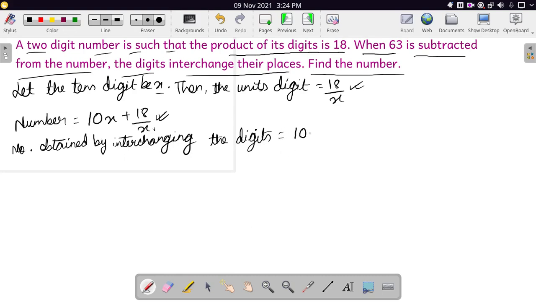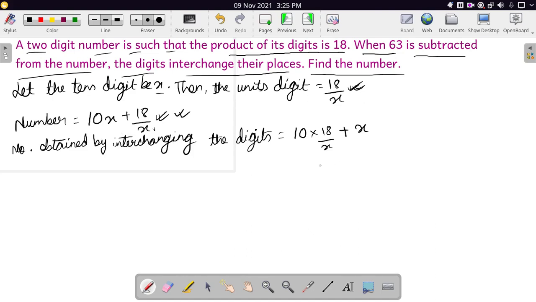That will be 10 into 18 by x. Why 18 by x? Because initially 18 by x was in the units place. Now the digits have been interchanged, so 18 by x has come to the tens place. So we need to multiply it by 10, right? The digit that is in the tens place is always multiplied by 10, plus x. Simple. This is the number. This entire thing was our initial number. Now the digits have been interchanged, so this is our interchanged number.